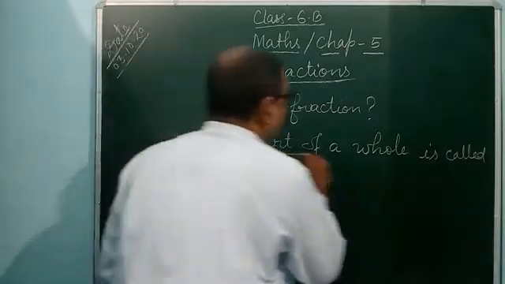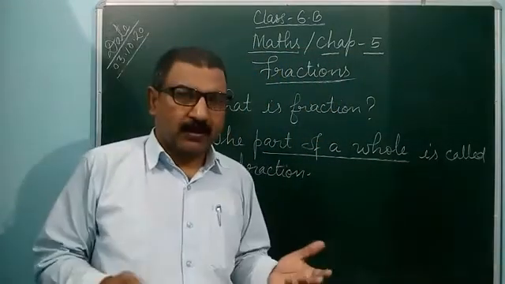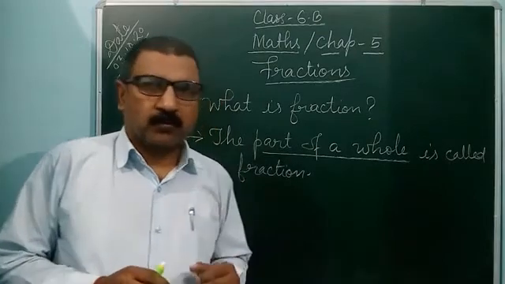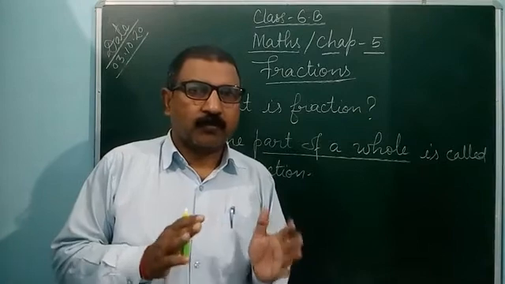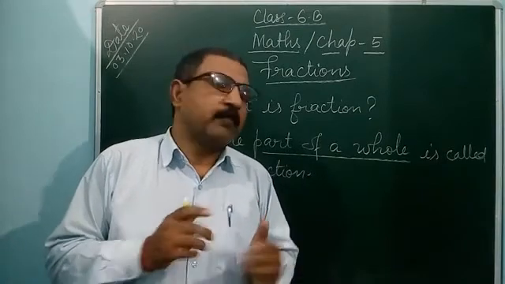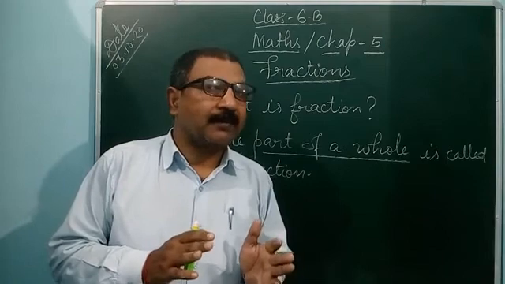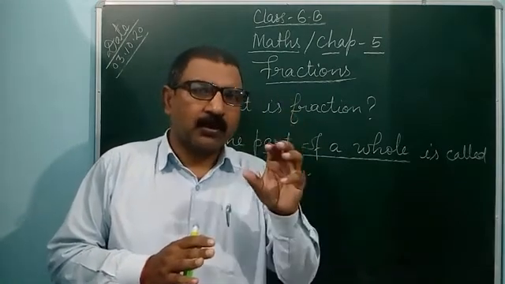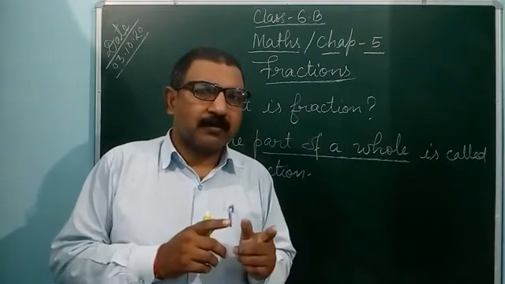Part of a whole. Whole means a whole number, a whole anything. Suppose you have a potato and you are cutting it equally into four parts, four pieces. So per piece is the part of a potato. So one whole is the potato and you have cut it into 4 equal parts. So one part represents that fraction.